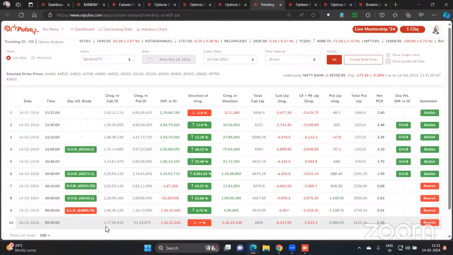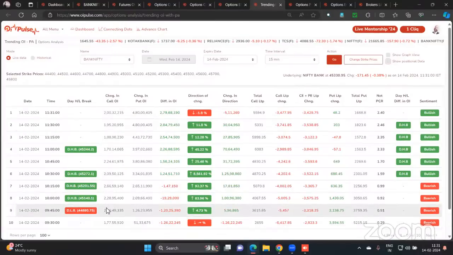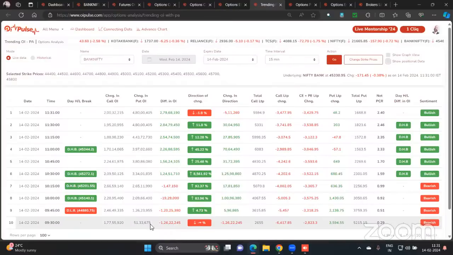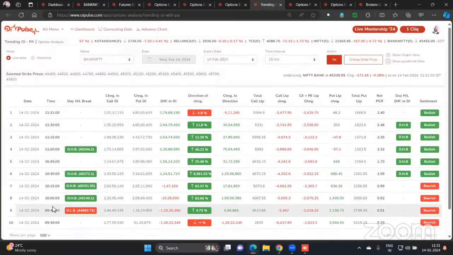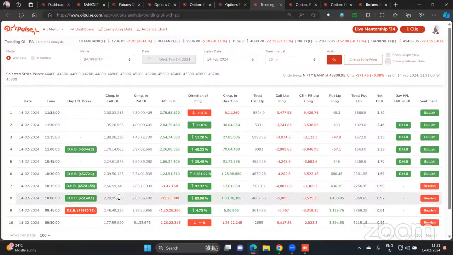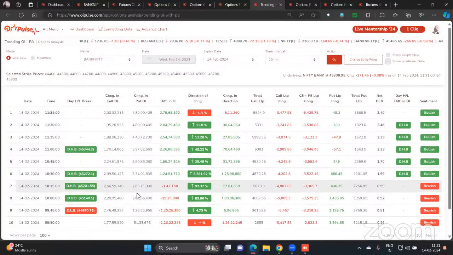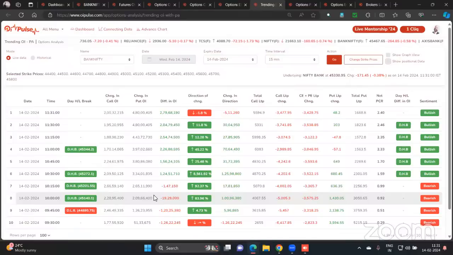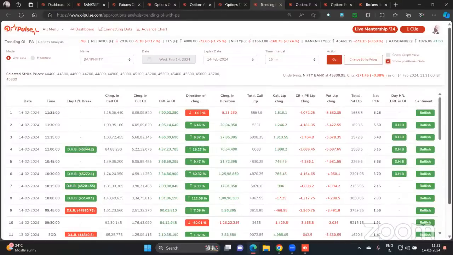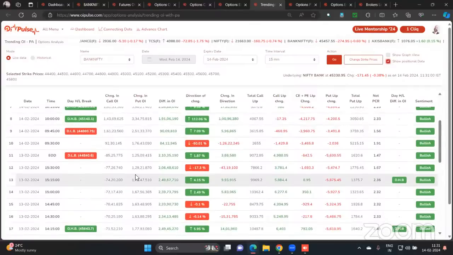In the morning, they've added more positions on the call side in the beginning compared to the put side. This is all happening between 9:30, 9:45, 10. Up to 10 o'clock, you see the call OI is more compared to the put OI. This is intraday data. But if you go and look at the data positionally, see this data yesterday.